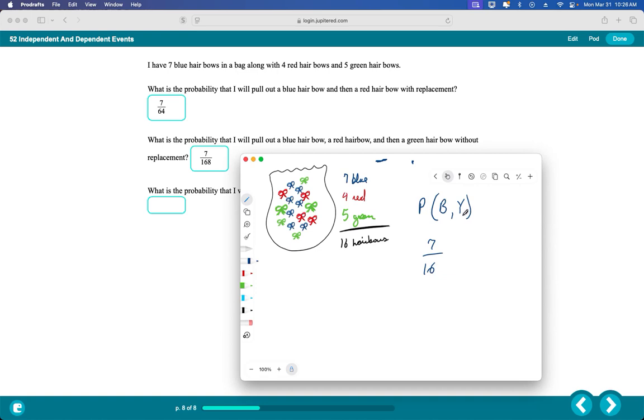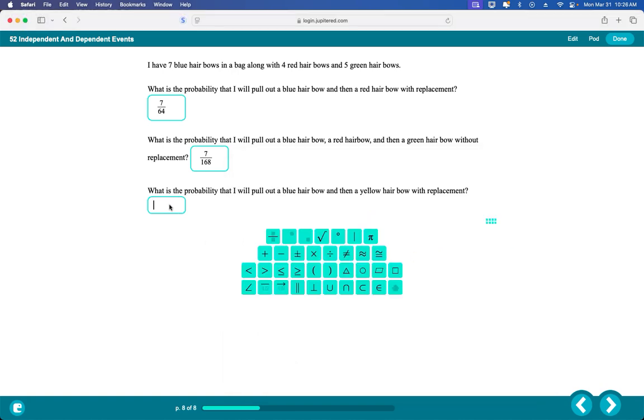How many yellow hair bows do I have? None. There are no yellow hair bows, so that's a 0 out of 16 chance. 7 times 0 is 0. 16 times 16 is a really big number, which we really don't care about because 0 divided by whatever that number is going to be 0. Right? So the answer is 0. There's no chance that you could pull a blue hair bow and a yellow hair bow because there's no yellow hair bows. We honestly didn't even have to do any math on that.